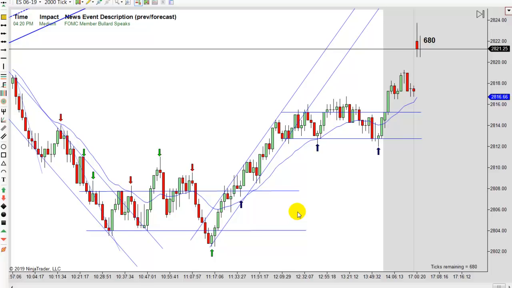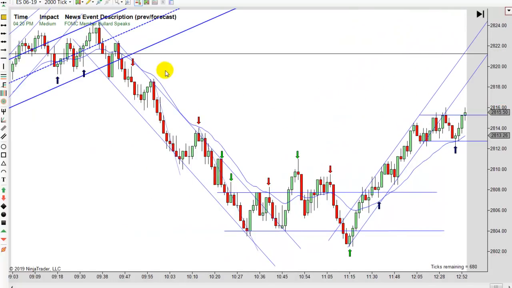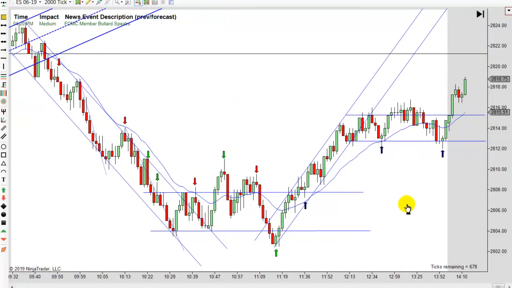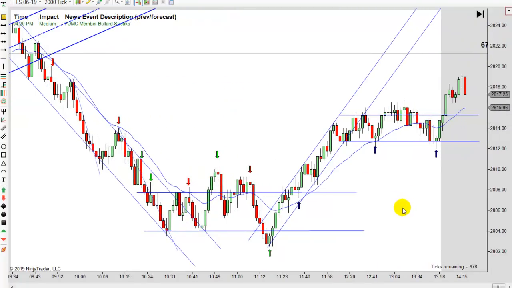The only place I would say you should be interested in failures is at reversal areas, like right here, which I'm fixing to talk about. This is a failed second entry short at a reversal area. So that's about the only place I would tell you that you might look for them.